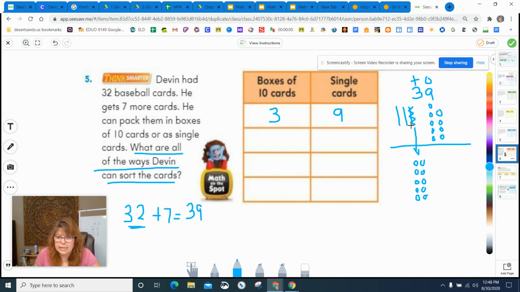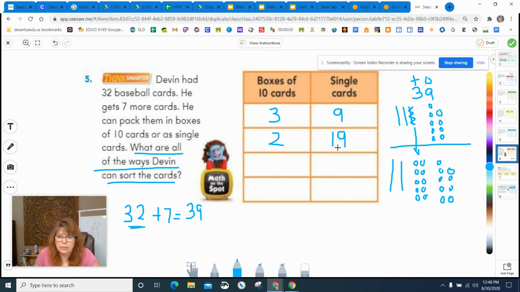Now I have to draw exactly how this one looks. So I have 2 tens. And then I have to draw the 9 singles that I had before. 1, 2, 3, 4, 5, 6, 7, 8, and 9. So now, what does my picture say? I have 2 tens, so I put 2 tens here. And now I know that I have 10 here because that's the 10 that I regrouped. So I can say 10, 11, 12, 13, 14, 15, 16, 17, 18, 19. So I have 19 singles.